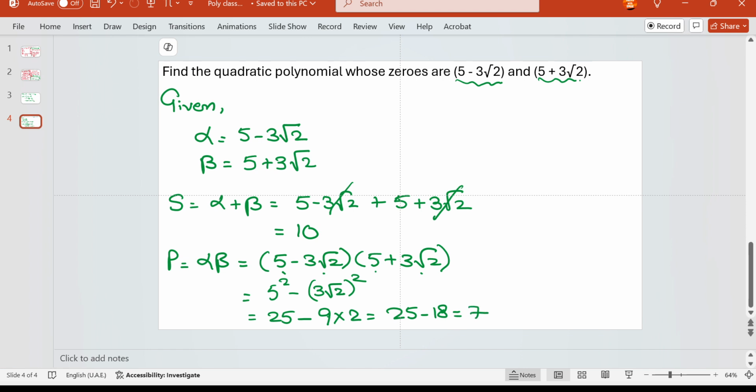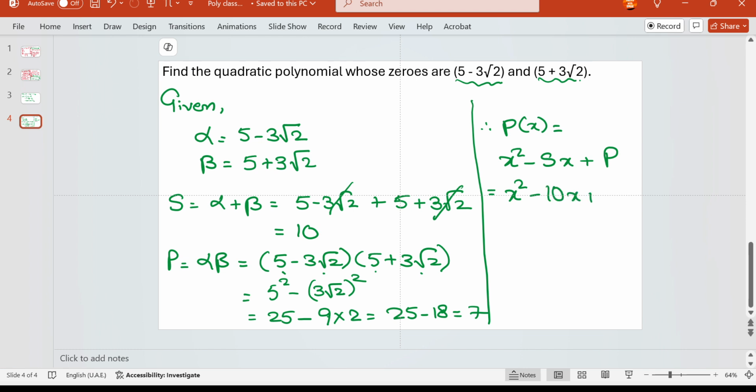Okay, that is the product of zeros. So therefore the polynomial in x can be written as x square minus sum of zeros into x plus product of zeros, that is equal to x square minus 10x plus 7. So this is our required quadratic polynomial.